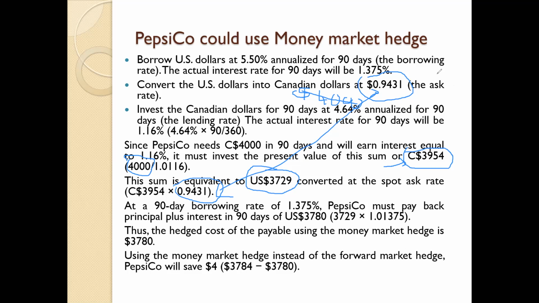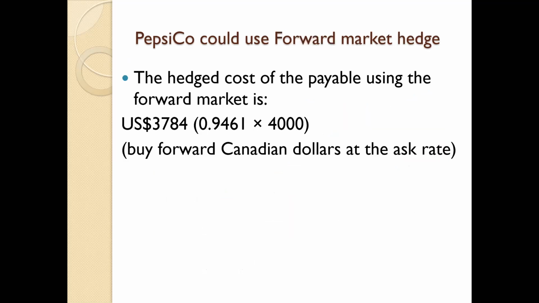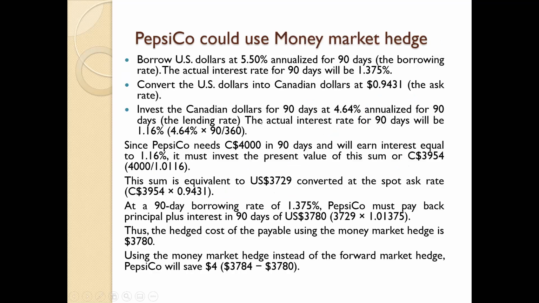Right? Now, in the previous slide we discussed, if this trader goes with the forward contract, what is its total cost of the forward transaction? Then we understand that it is the cost of, here I go back to make you understand, the cost of US dollar 3,784. That is because of the forward transaction, right?